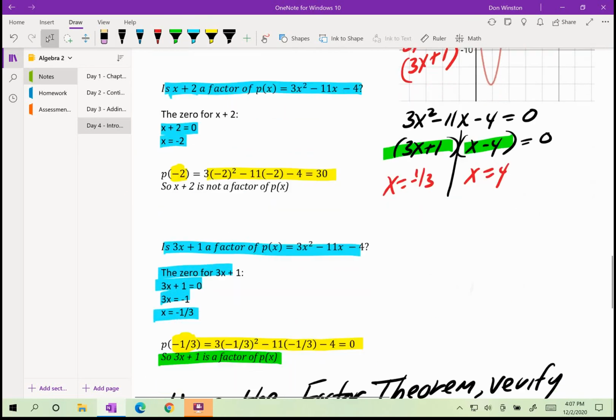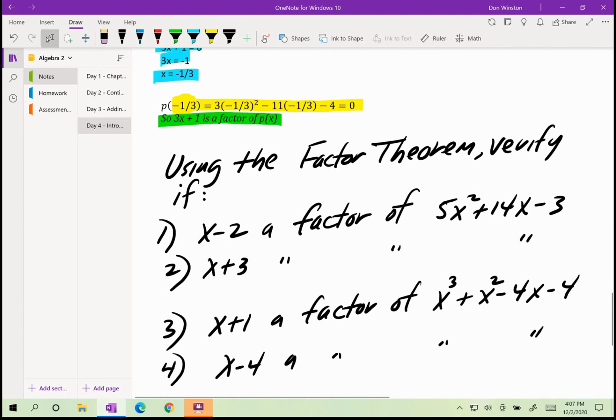All right, so what I want you to do, using the factor theorem, verify if x minus 2 is a factor of 5x squared plus 14x minus 3. Is x plus 3 a factor of 5x squared plus 14x minus 3? Again, find the zeros for x minus 2. Take that 0, plug it into 5x squared plus 14x minus 3. If you get 0, then x minus 2 is a factor. If you don't, then it's not.